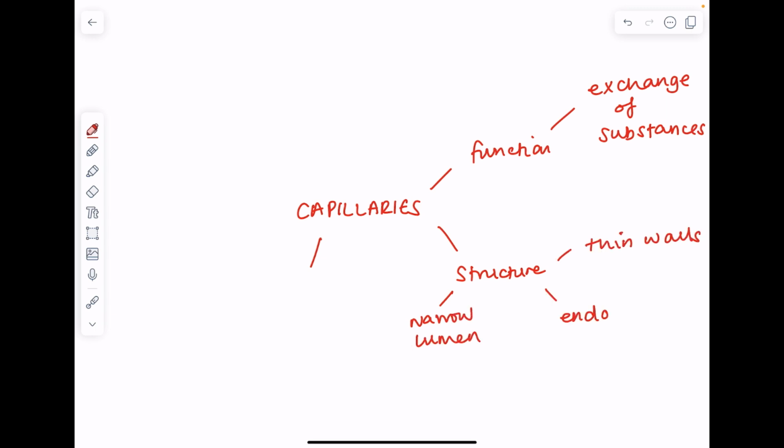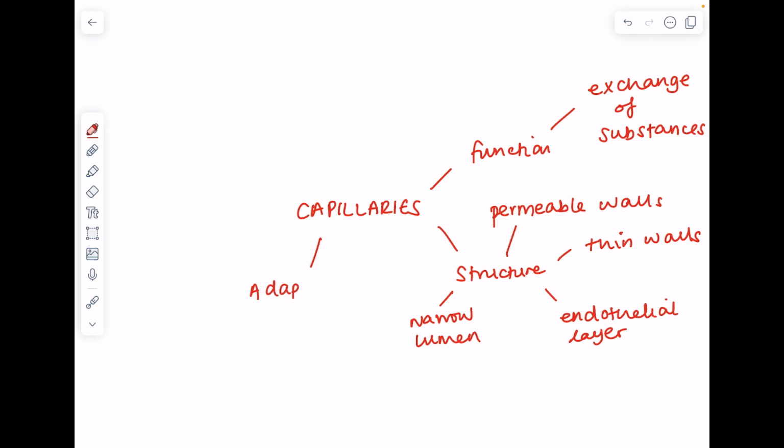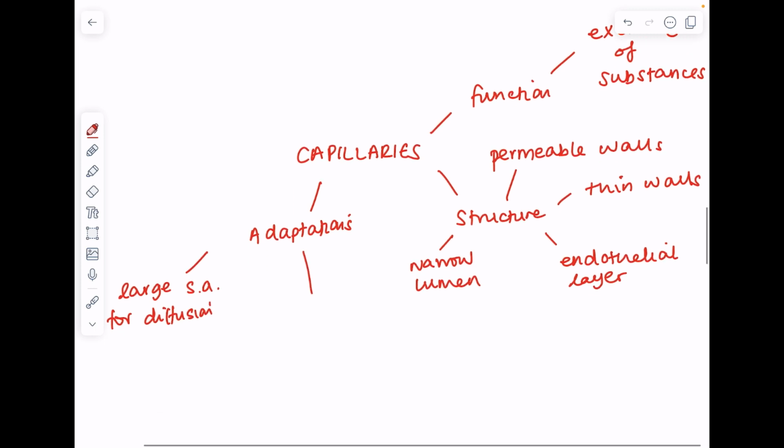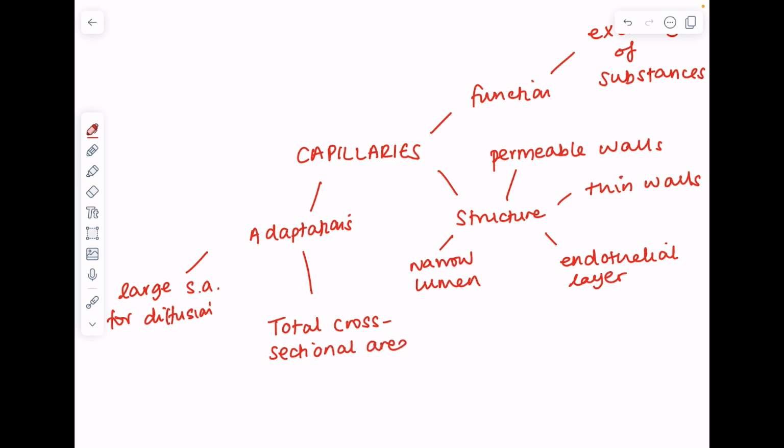They have an endothelial layer lining the lumen. They have permeable walls. And in terms of their adaptations for this function, they have a large surface area for diffusion. Touching on that point I made previously, their total cross-sectional area is larger than that of the arteries and even the arterioles.